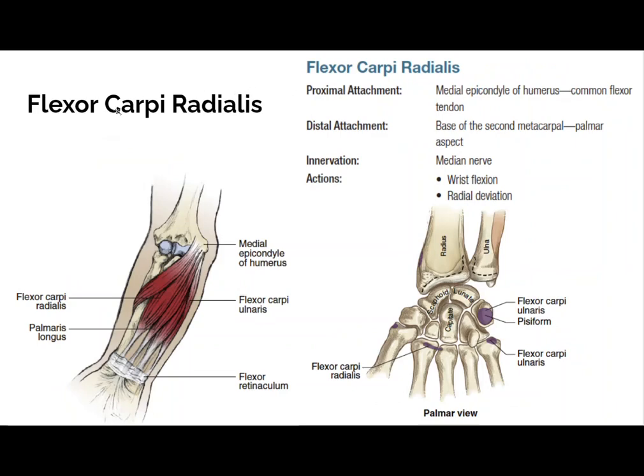And then finally, we have the flexor carpi radialis. So everything with radialis seems to be a radial deviator. It is coming off the medial epicondyle because it is a flexor, and it's median nerve innervation. So those are the three muscles that do radial deviation.